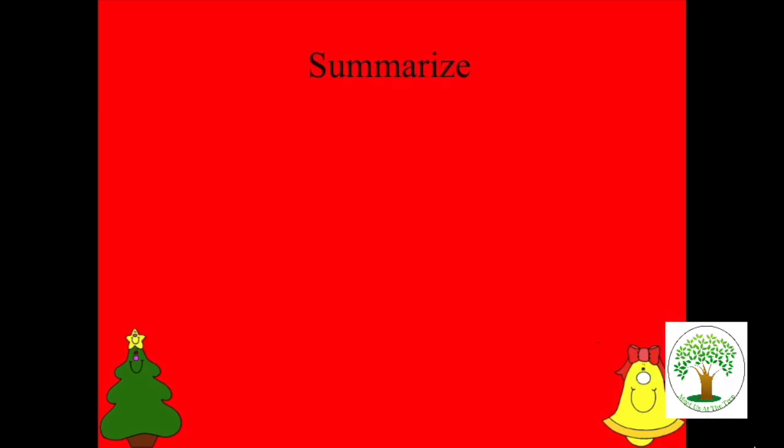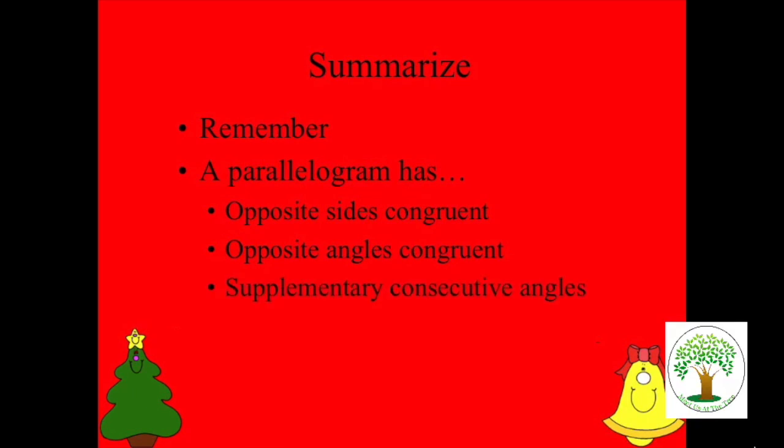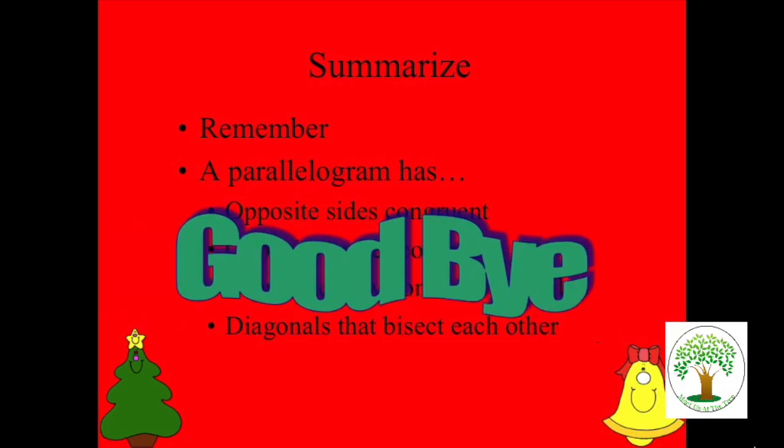All right, let's summarize what we've done so far. Please remember that a parallelogram has opposite sides that are congruent, opposite angles that are congruent, consecutive angles that are supplementary, and the diagonals bisect each other. Are there any questions about these? No. All right.